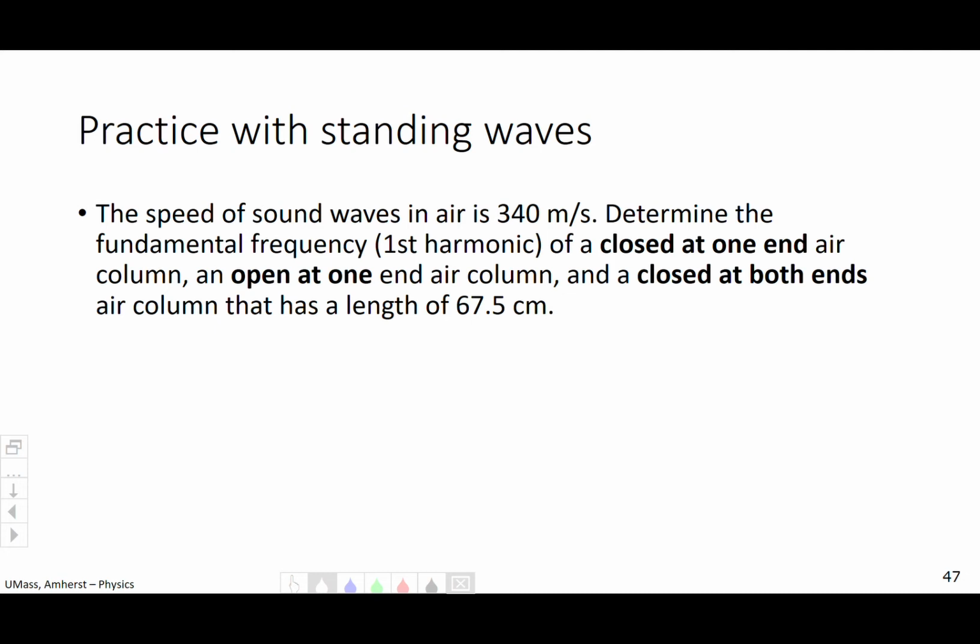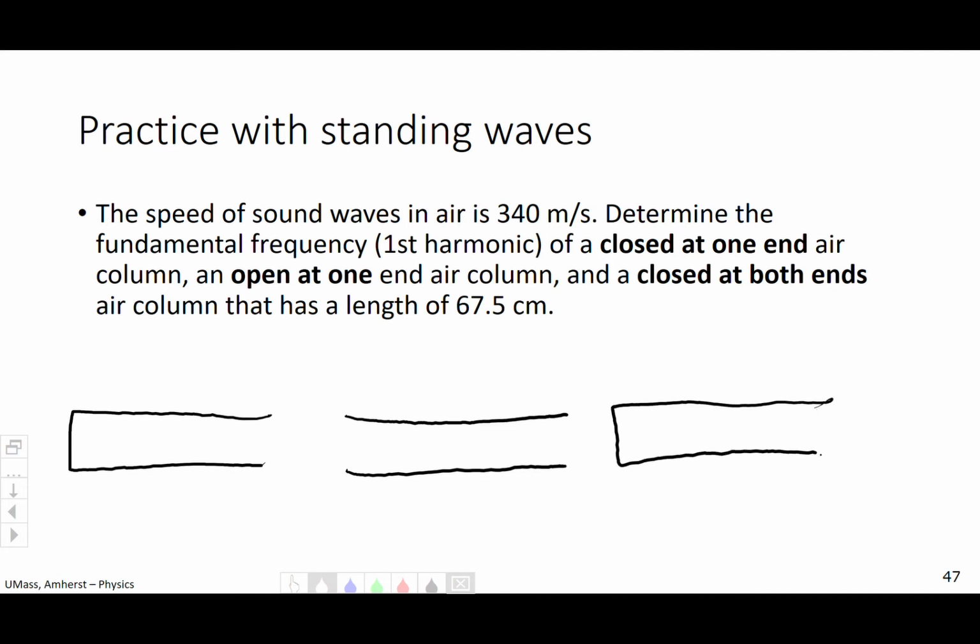So let's make our 3 tubes. We'll have one that's closed at one end. Closed at one end and open at one end are the same thing. I mistyped. So we have closed at one end, open at both ends, and closed at both ends. So see if you can draw the standing waves that would occur in those.